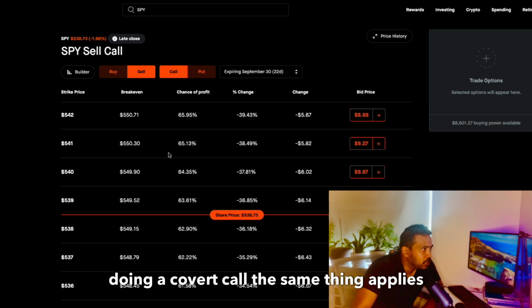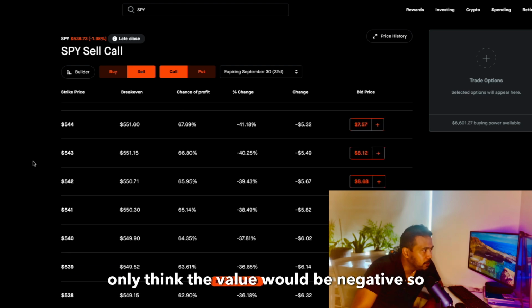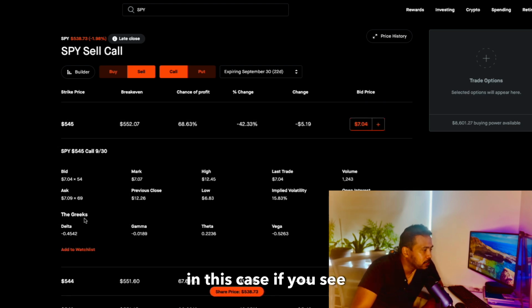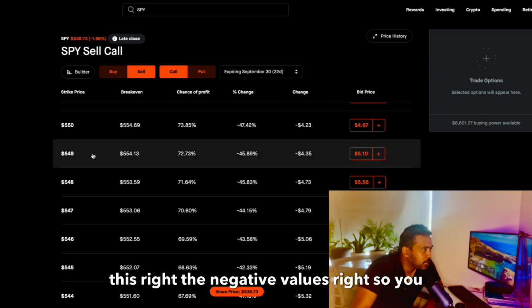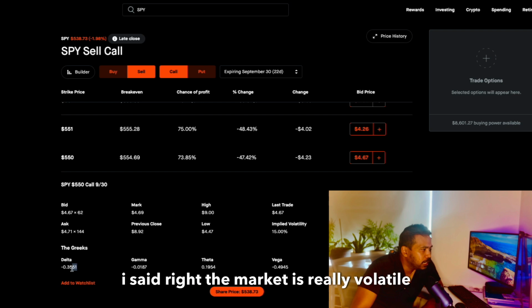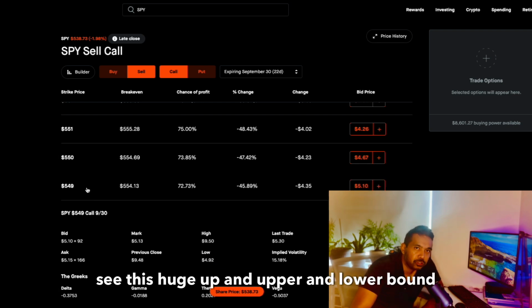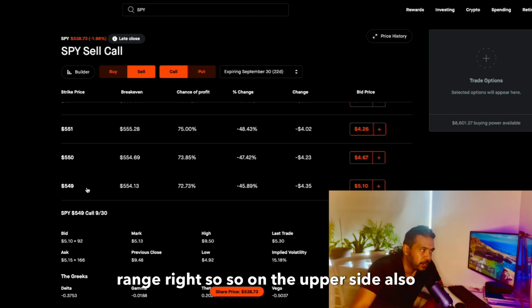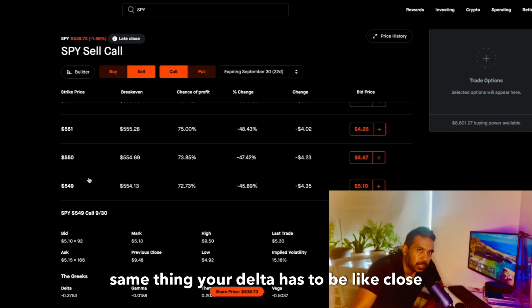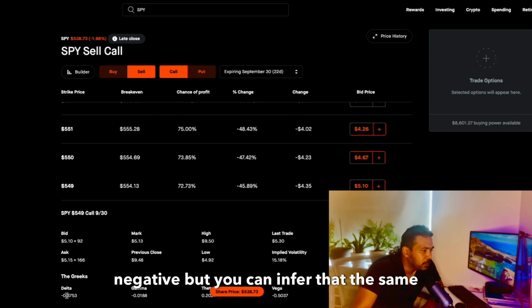If you are doing a covered call, the same thing applies, the only difference being that the value would be negative. So in this case, if you see the negative values, you see the minus on the upper side. Like I said, the market is a little volatile, that's why you see this huge upper and lower bound range. So on the upper side also, it's the same thing: your delta has to be close to 30. The value you will see is negative, but you can infer that it's the same thing.